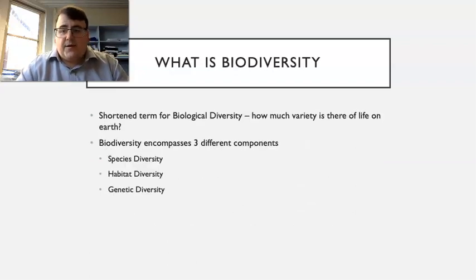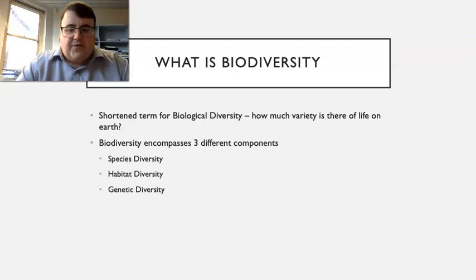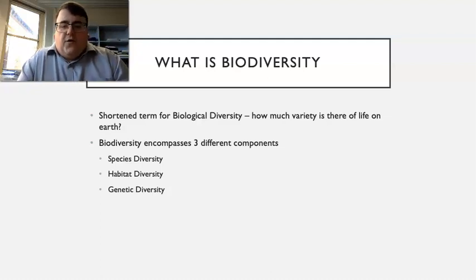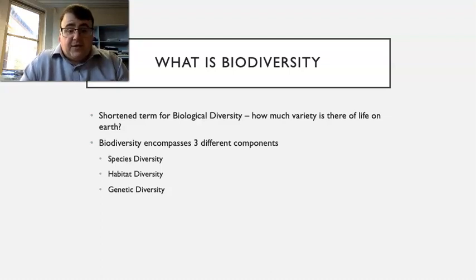We're going to start with biodiversity. What is biodiversity? Biodiversity is just a shortened term for biological diversity, and that means roughly how much variety is there of life on Earth. There are 3 different components to biodiversity that we need to know: species diversity, habitat diversity, and genetic diversity.